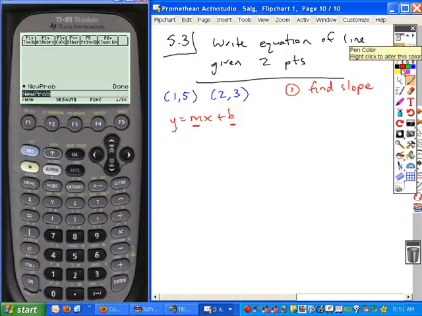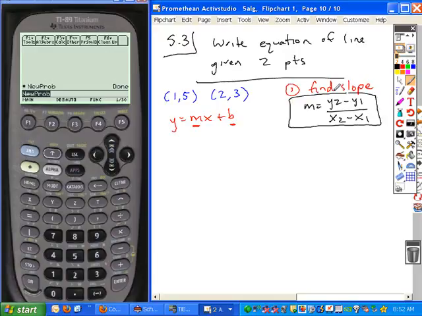The slope equation is m equals what? Okay, the difference of the y's, y2 minus y1, all over the difference of the x's, x2 minus x1. So here's what you would do to solve for your slope.